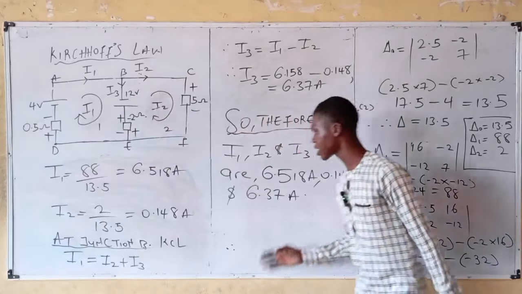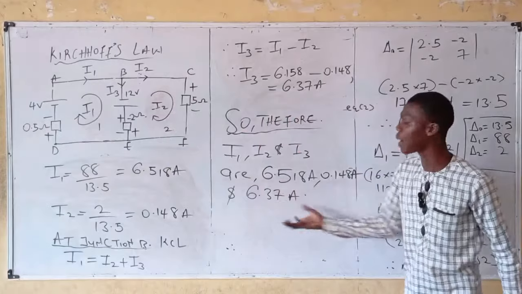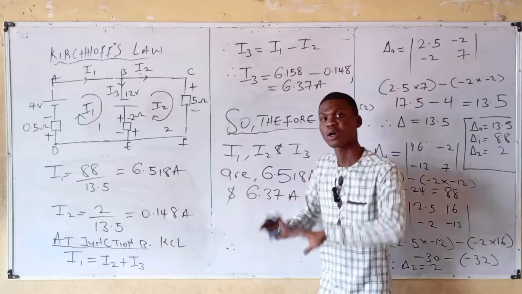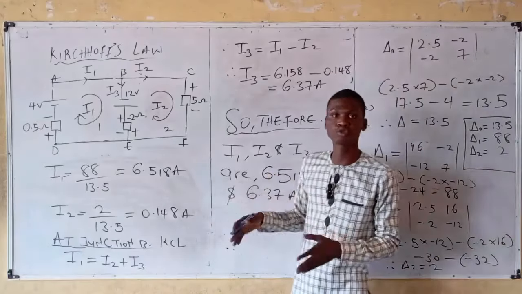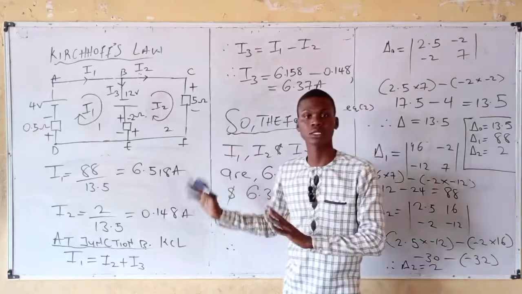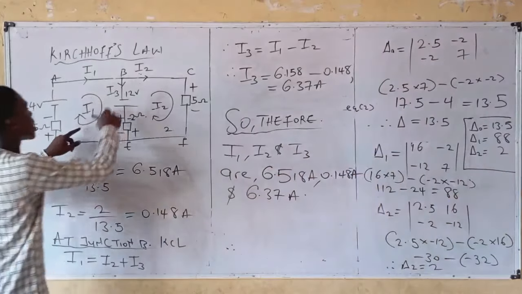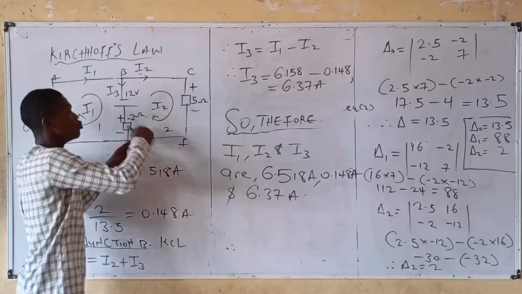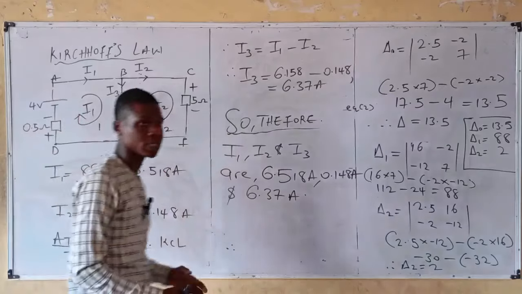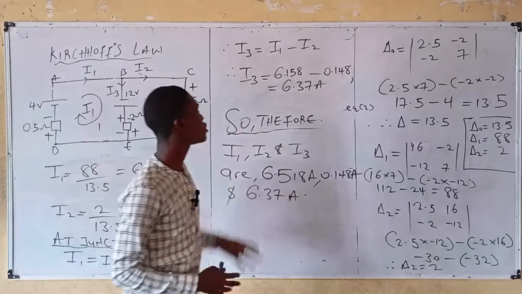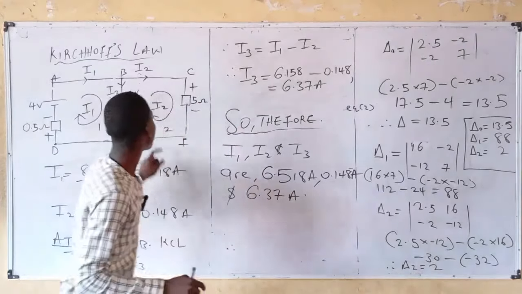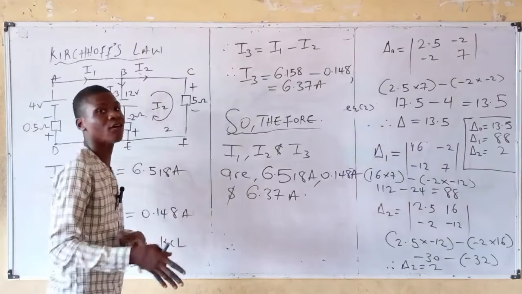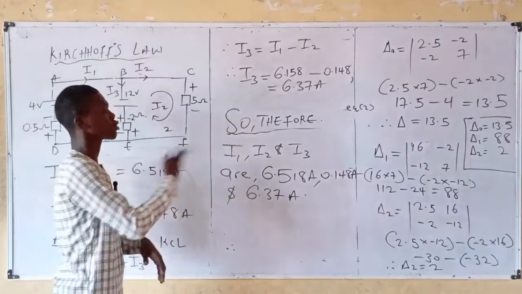You will notice that all values of current are positive. What this means is that the assumed direction of current was correct. What we assumed to be the current direction is correct, meaning the clockwise direction assumed for loop 1 and the clockwise direction assumed for loop 2. Both directions are correct. In a case whereby the value of I2 is negative, and we've assumed clockwise, it means the actual direction is anti-clockwise and not clockwise.